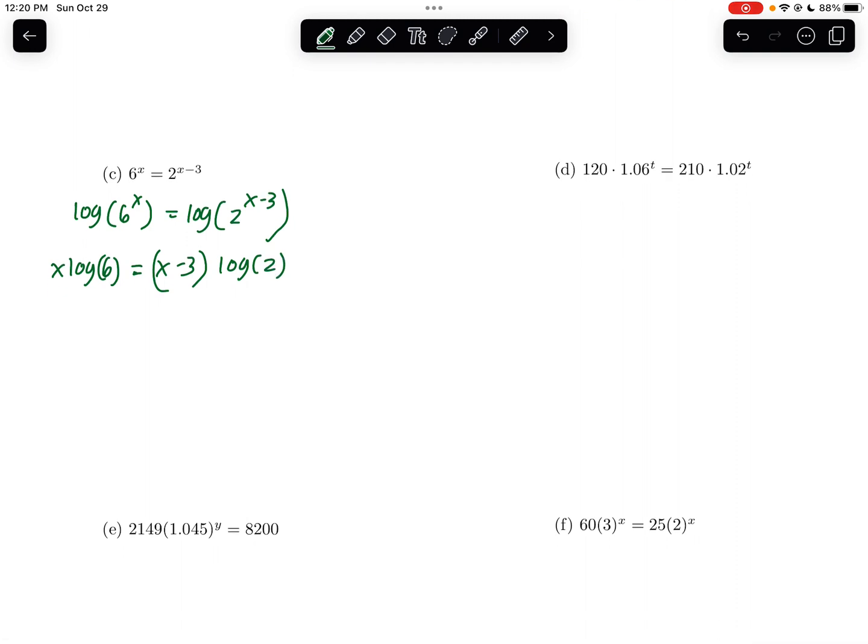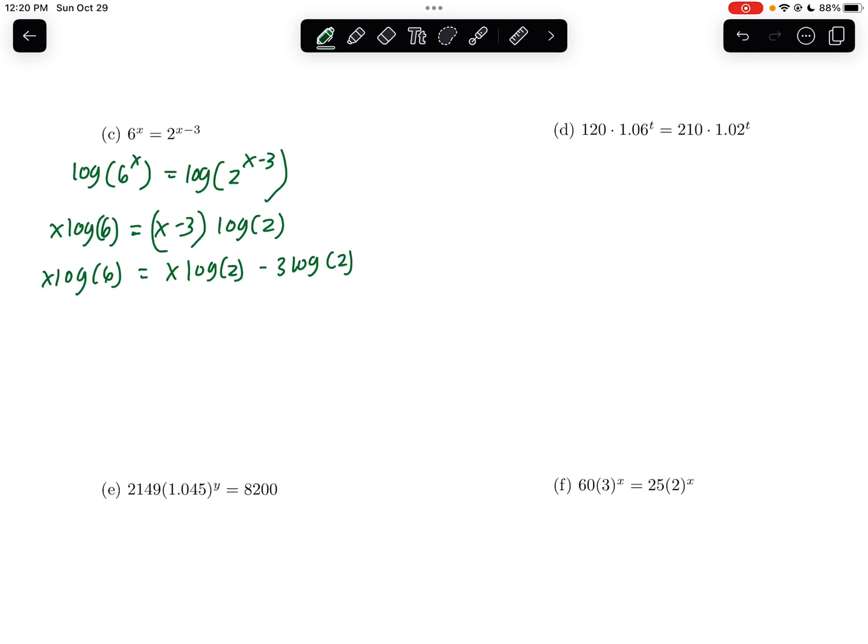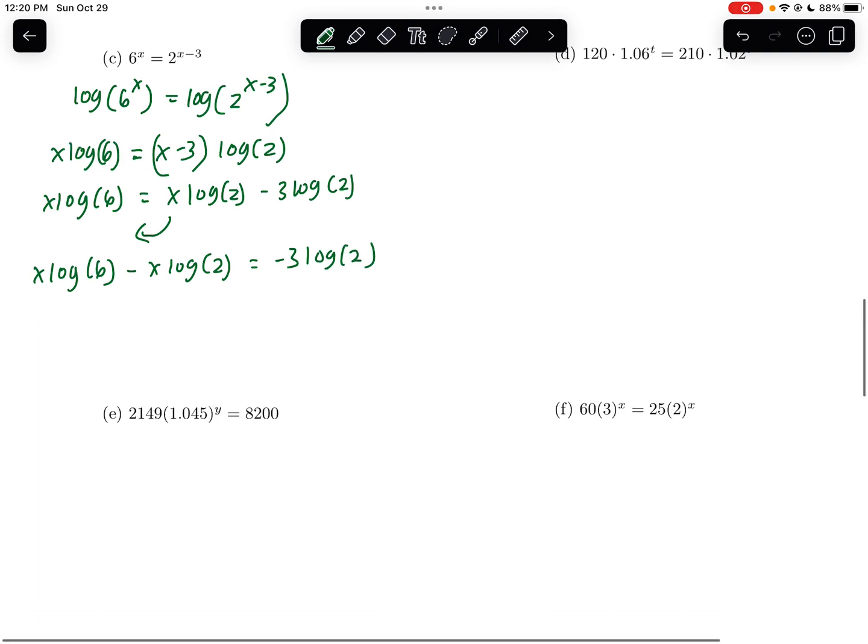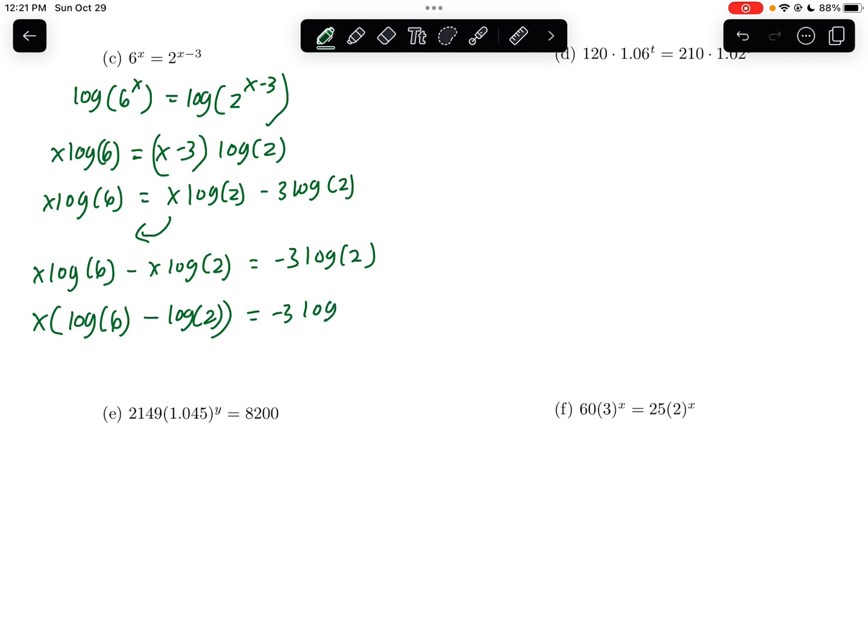And so now you can expand the right side. You just distribute. So x log 2, which is just a number, minus 3 log 2, which is again just a number. And now you can move this to the other side. x log 6 minus x log 2 is negative 3 log 2. Factor out x: x times log 6 minus log 2 equals negative 3 log 2.